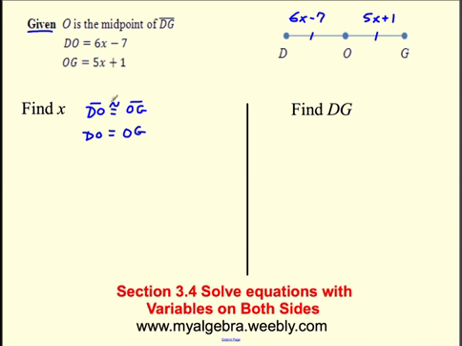So what does that mean? Well, let's set them equal to each other. DO is 6x minus 7. OG is 5x plus 1. Now all we have to do is solve this for x.